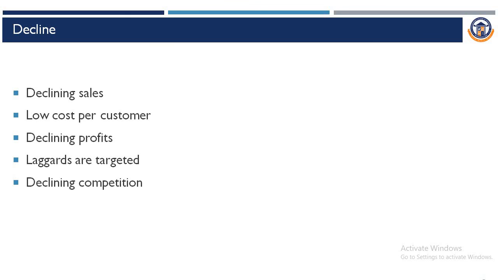Then comes the decline stage. Here profit, sales, everything comes to the lowest level. It starts declining because customers are not going for the product. The cost per customer is low, and here you can target the laggards, the last people to adopt a product. Competition declines like anything, because no customers means no sellers. The sellers will come out of the market and close their business.